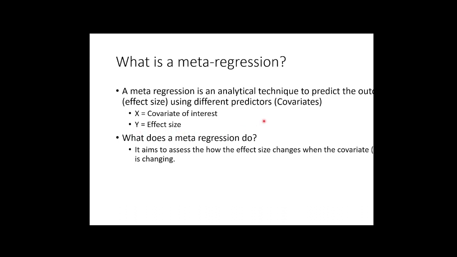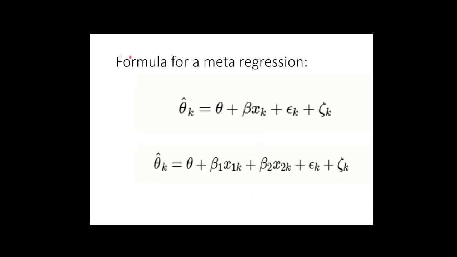هلا what does the meta-regression actually do? It basically shows us how a change in x correlates to a change in y. Okay? So these are the general formulas for a meta-regression.